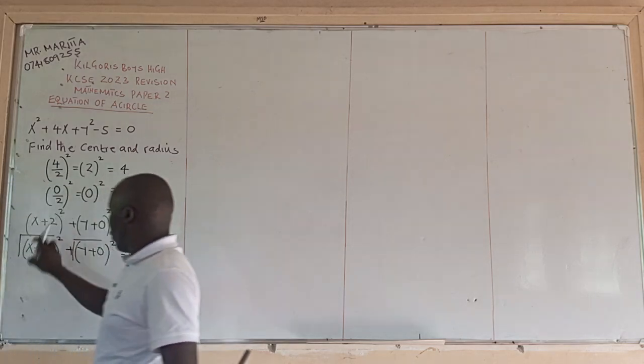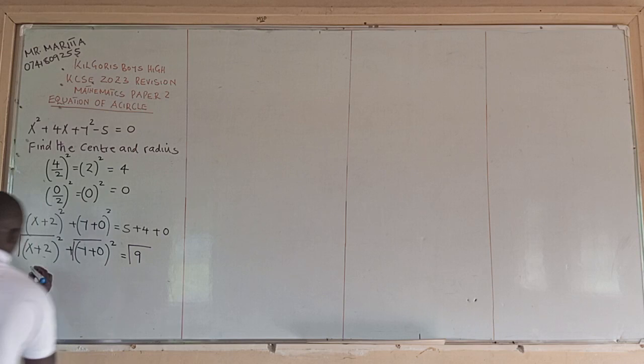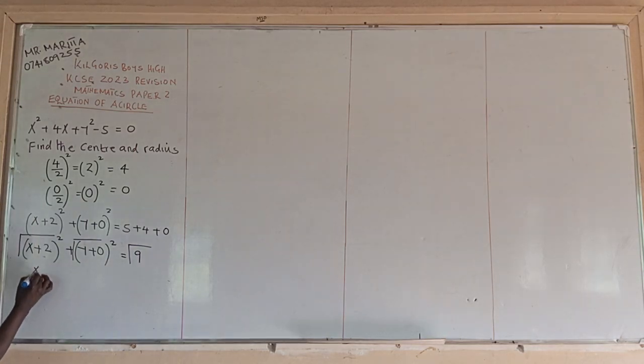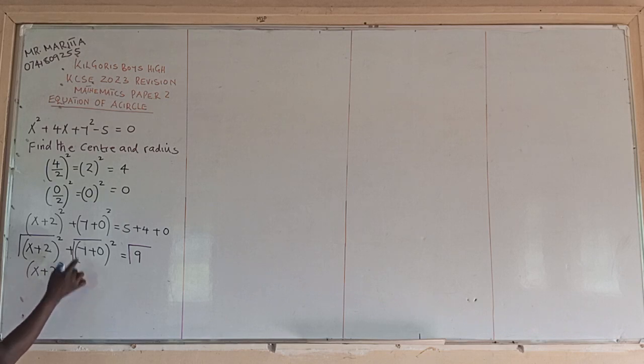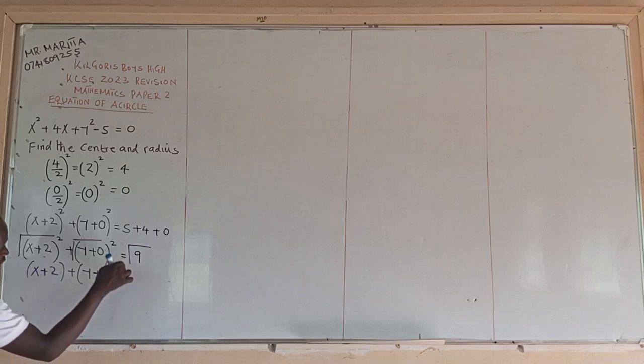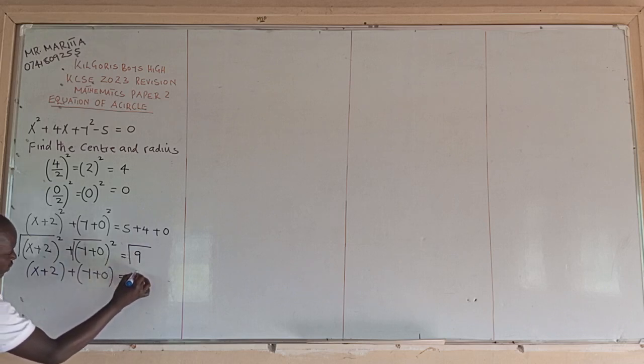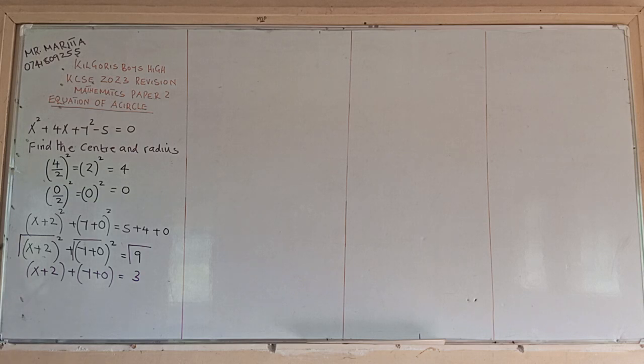So if you carry out a square root, we remain with x plus 2. So this one we can have x plus 2, plus y plus 0. Then the square root of 9 is equivalent to 3. So the radius is 3. The center of that circle, this is a positive 2.